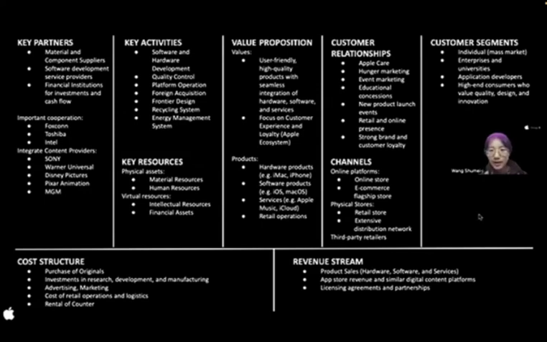Apple's channels can also be divided into online and offline platforms. Apple's customer segmentation is individuals, enterprises and universities, and also application developers. And the last one is the revenue streams, which is what a business earns by providing a value proposition to its customers. It includes the sales of various products, the return on investment, and also the software subscription fee.